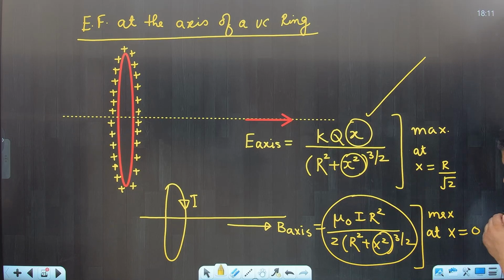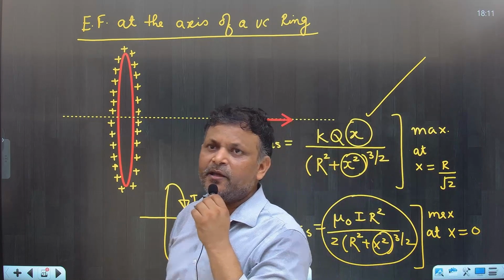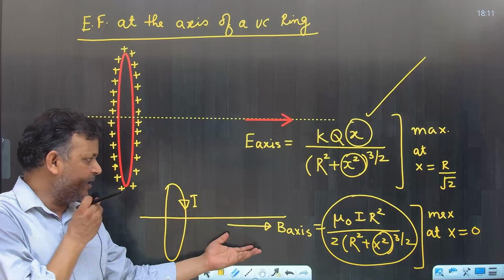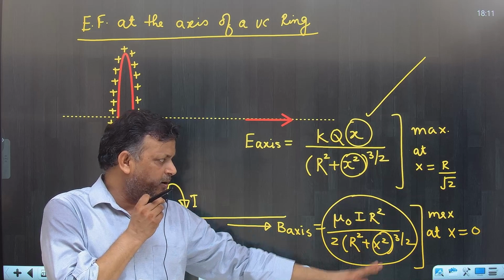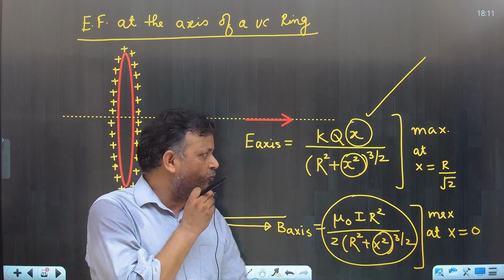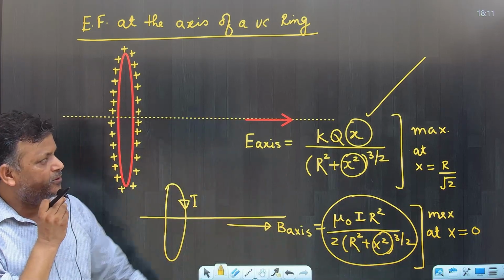So when we discuss the chapter of magnetic field, then we will say that B axis is mu naught I r square by 2 (r square plus x square) to the power 3 by 2, and it will be maximum at x equal to 0, and the electric field will be maximum at x equal to r by root 2.